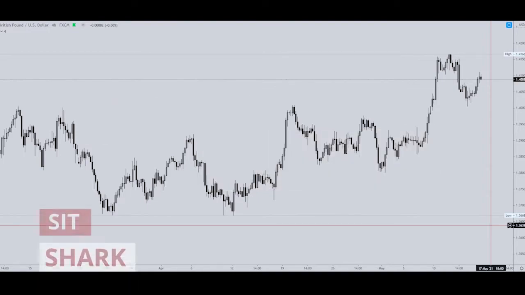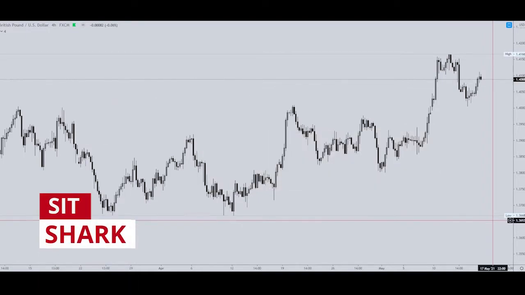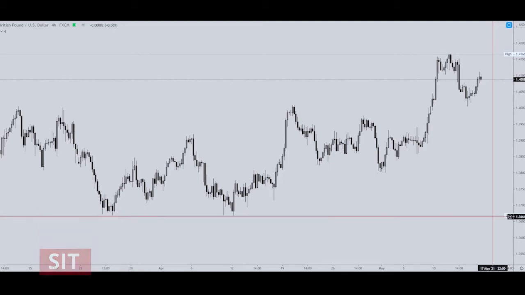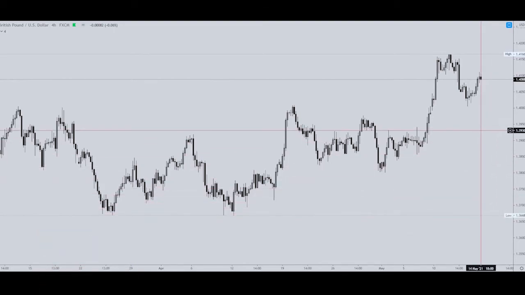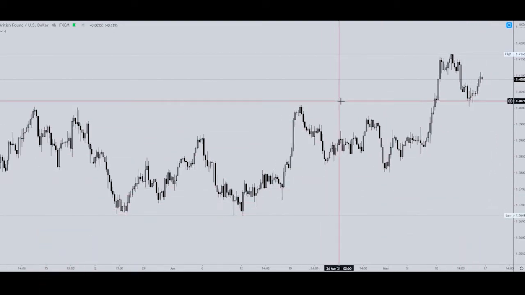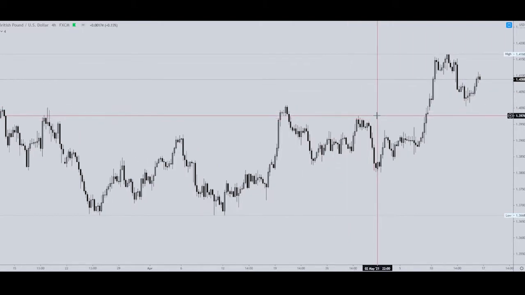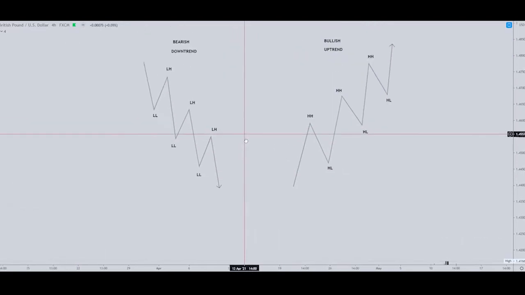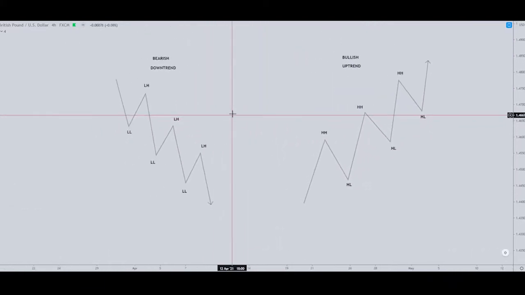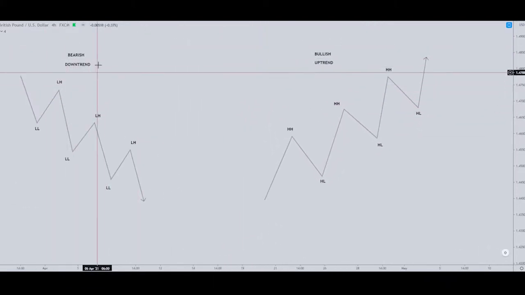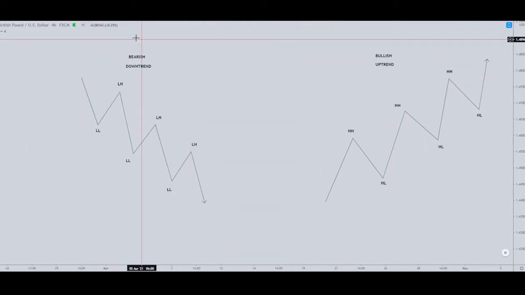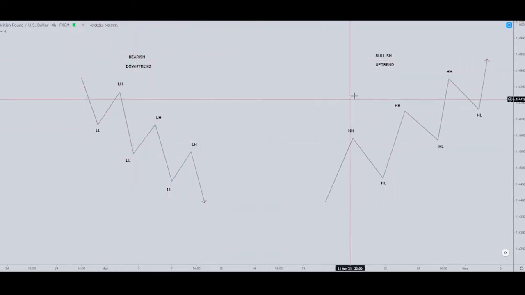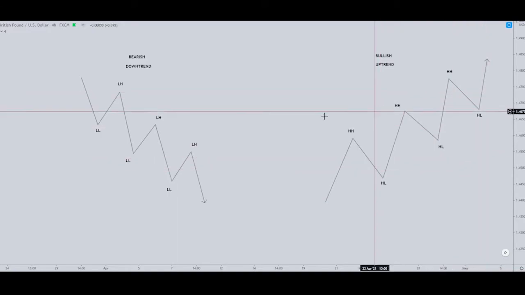Hi everyone, today we'll be talking about market structure and how to identify a trend based on what the price action is telling us. Pretty basic concepts for the ones that don't yet know what a trend is. We only have two types of trends, a downtrend and an uptrend. This is called a bearish movement, or a bullish movement when we are on an uptrend.